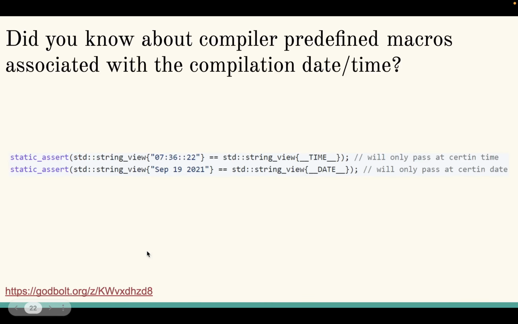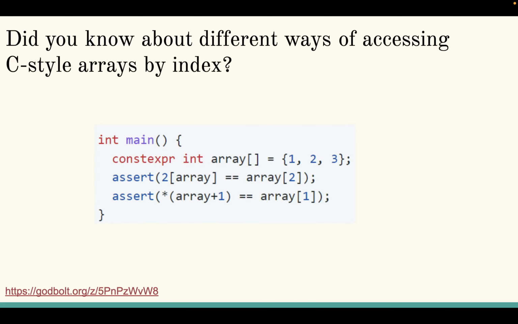Awesome. Did you know about compiler predefined macros associated with the compilation date and time? Yeah, in the compiler, there are two predefined macros, time and date. These two macros refer to the date and time. They can be useful at compilation time.